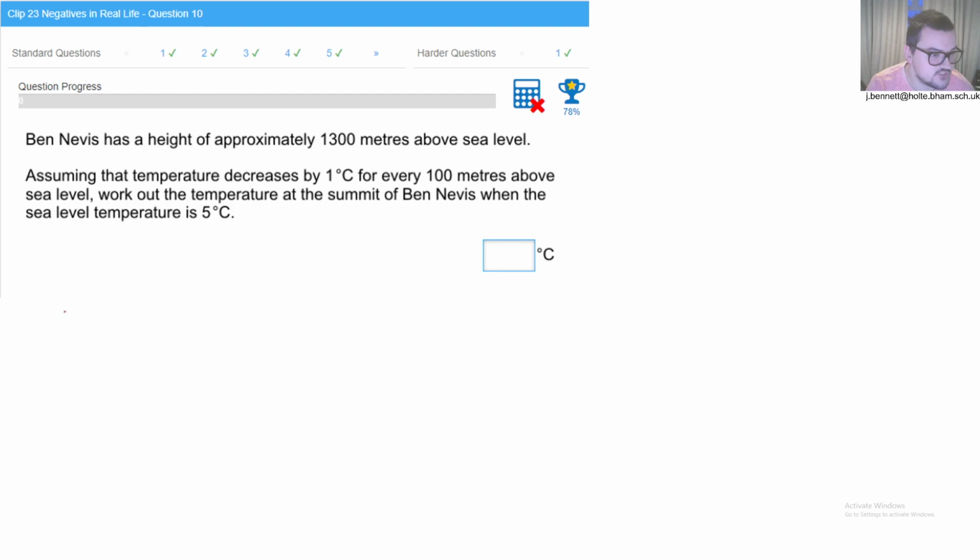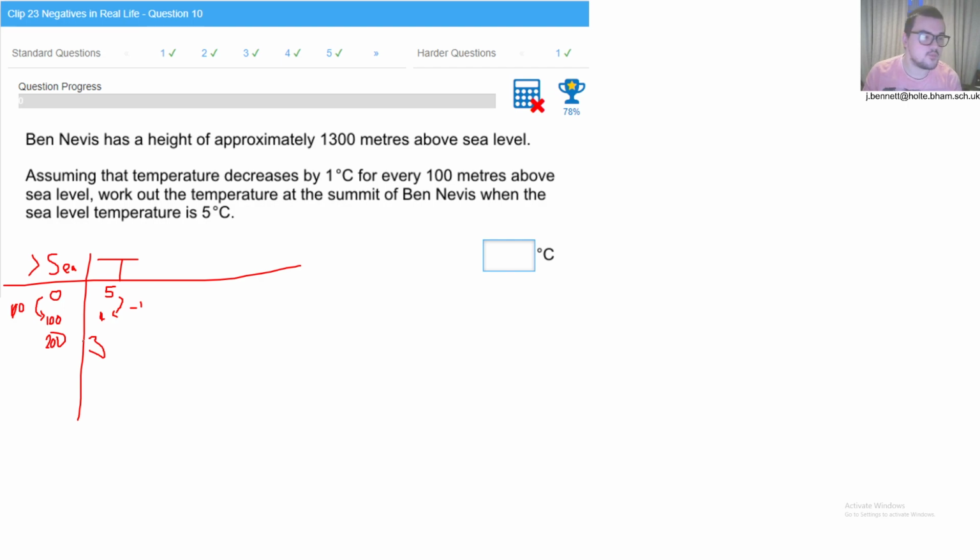So if we start at 5 degrees, we have the sea level, and we have the temperature. So when we are 0 meters above sea level, the temperature is 5, and the temperature decreases by 1 for every 100 meters. So when we go up here by 100, we are subtracting 1 from here. So at 100 meters, we are at 4. At 200 meters, we are at 3, and so on and so forth.